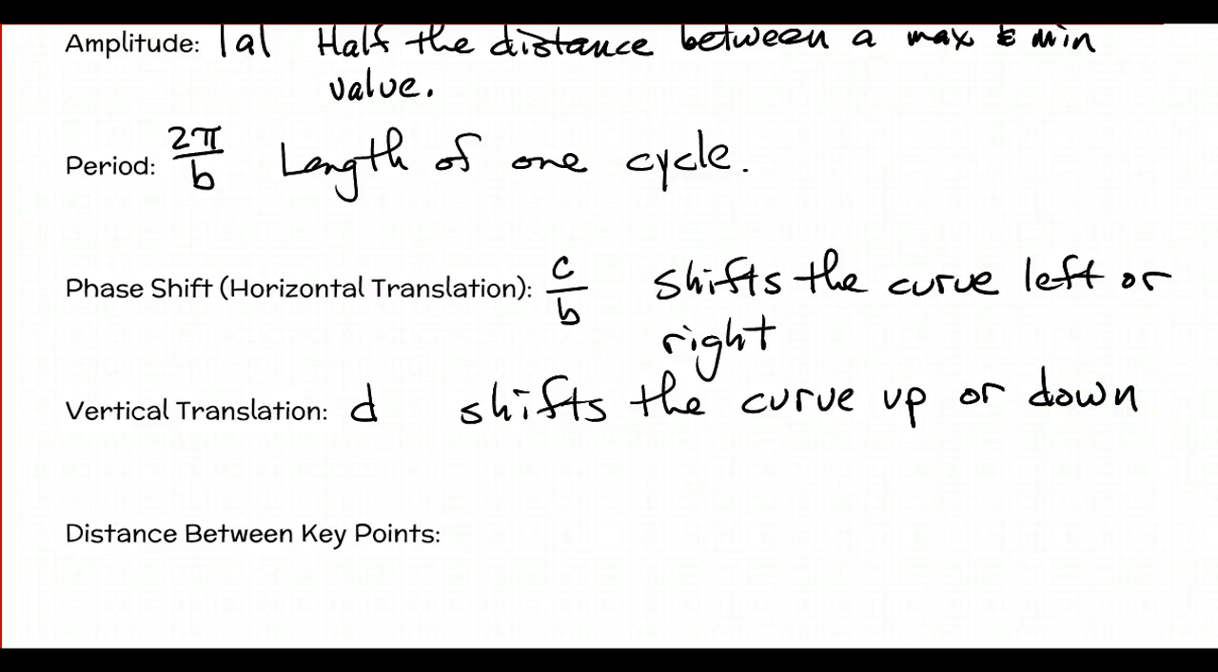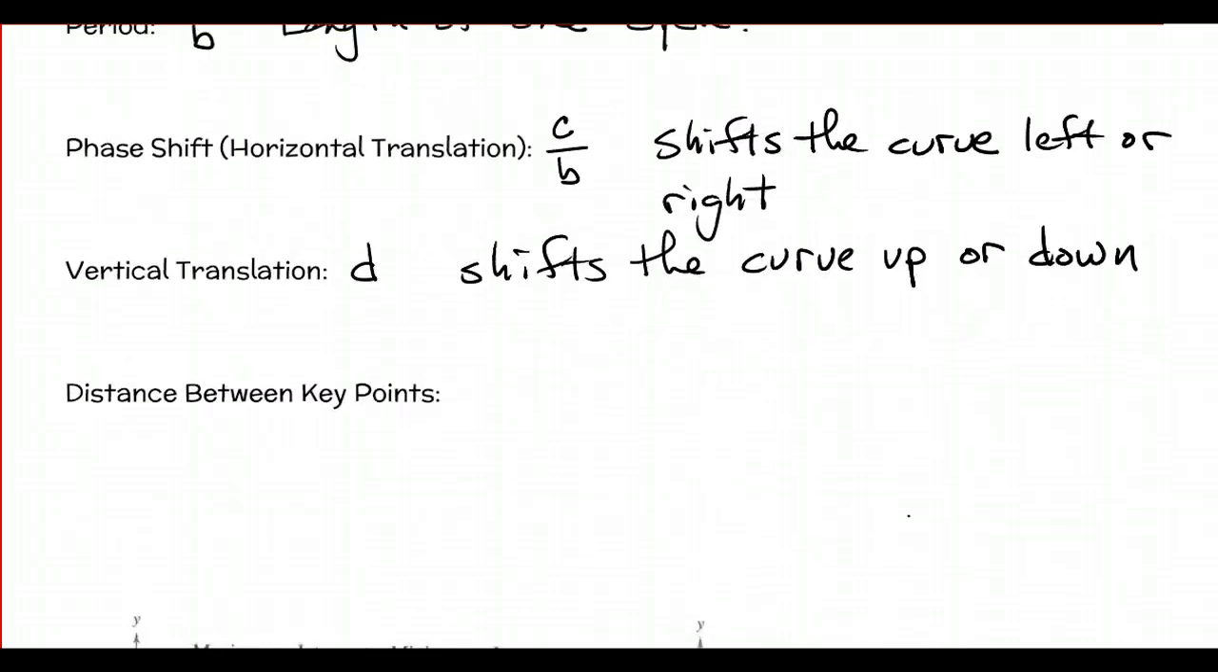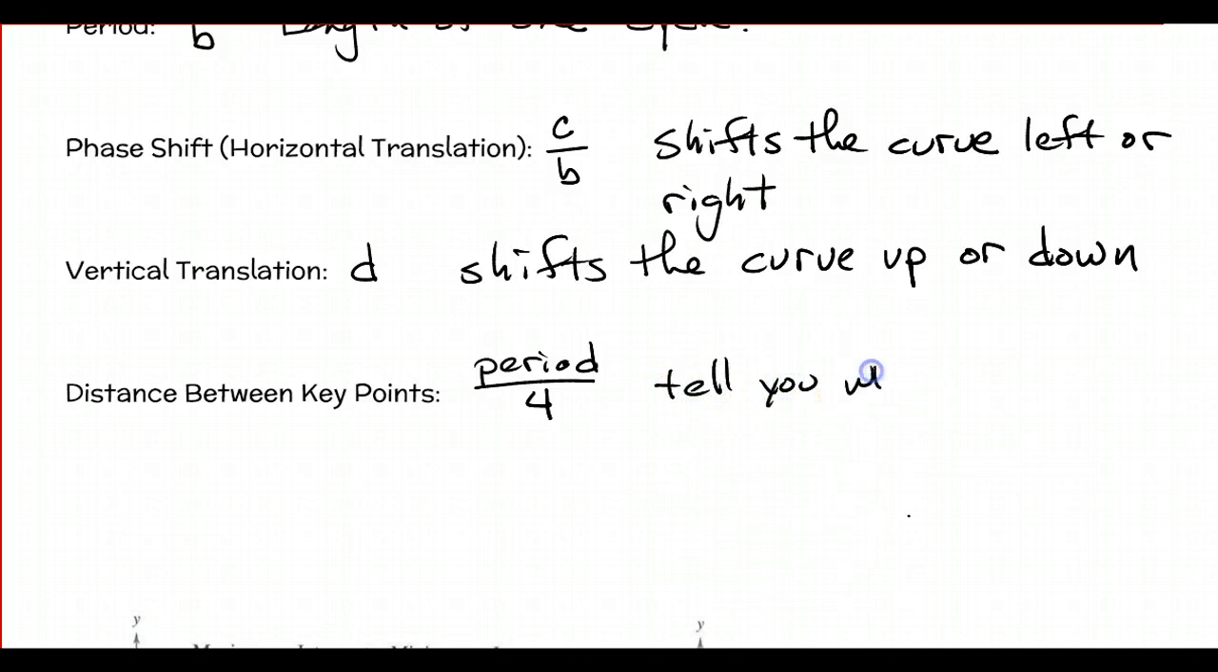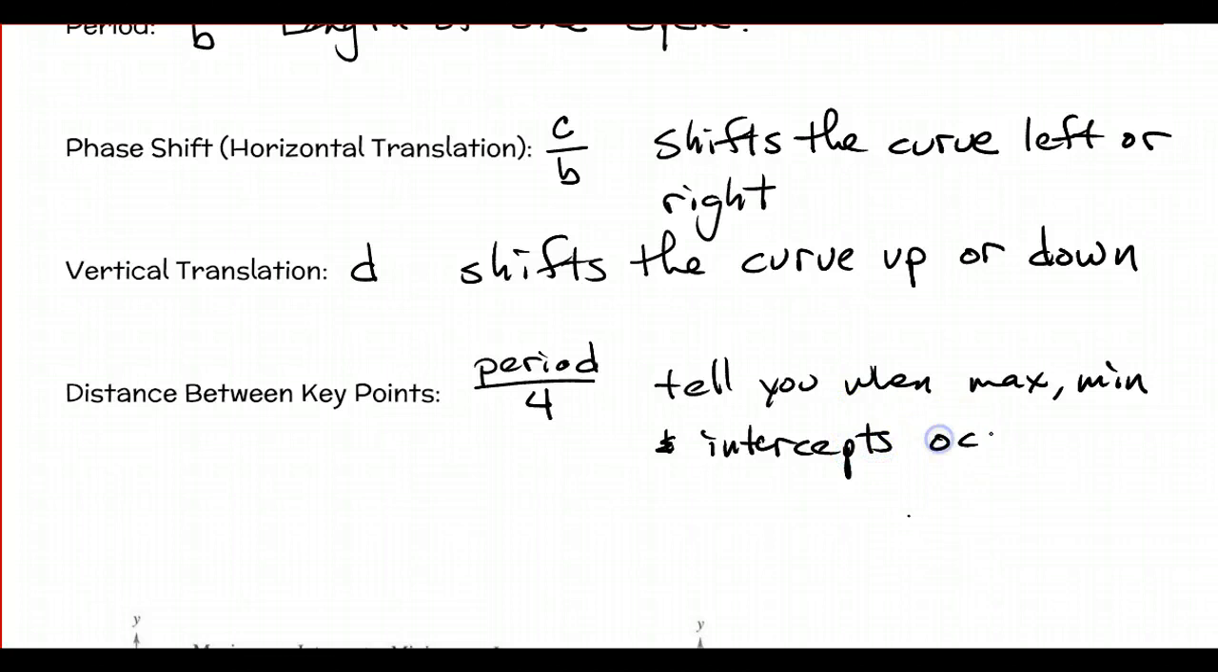Okay, then distance between key points. The way we calculate this is we're going to take the period and we're going to divide it into 4 equal parts. And this is going to tell you when max, min, and intercepts occur. And that's going to be an important number for us when we're graphing.